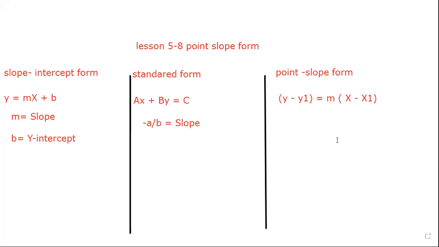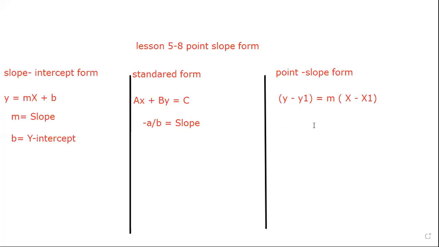Number one, slope-intercept form: y equals mx plus b, where m denotes the slope and b denotes the y-intercept. You can also write c instead of b, and it gives the same meaning. The standard form is ax plus by equals c. How can you calculate the slope from the standard form? It is negative a over b, which means negative the coefficient of x over the coefficient of y.